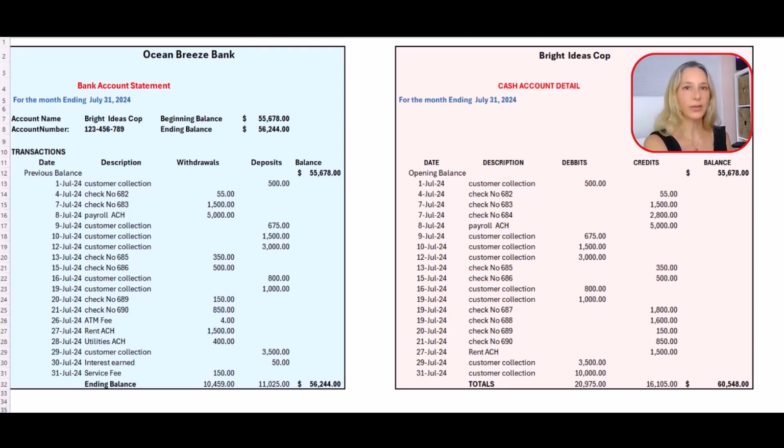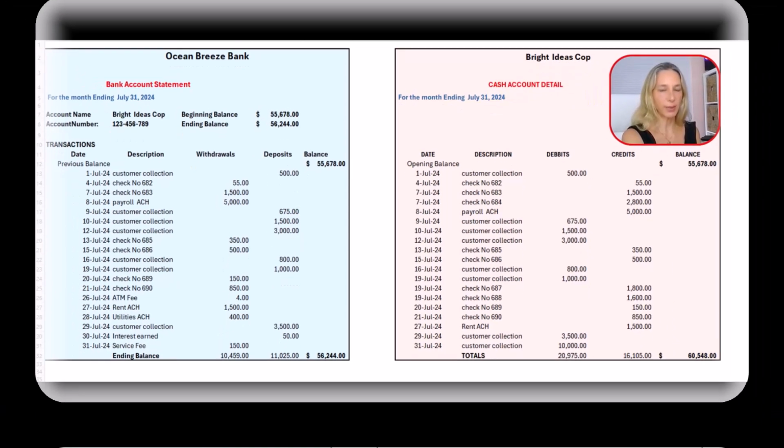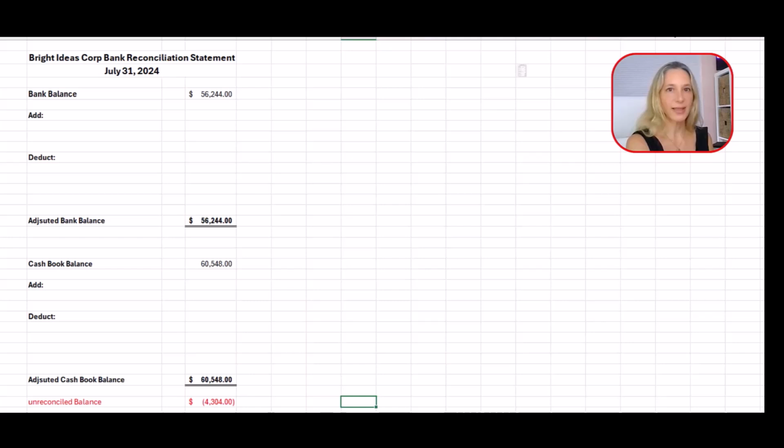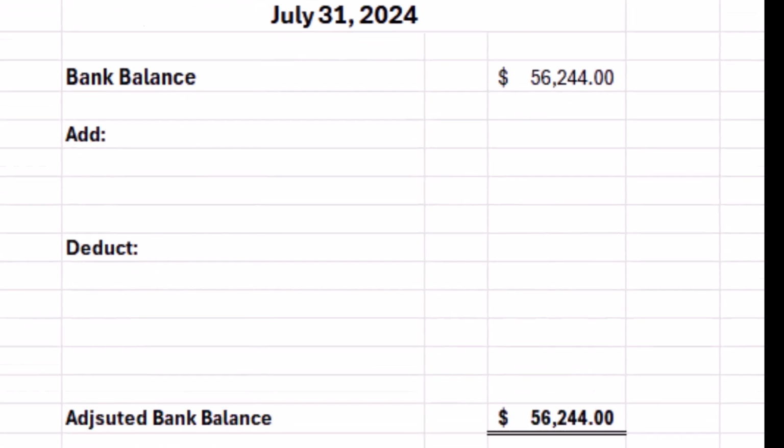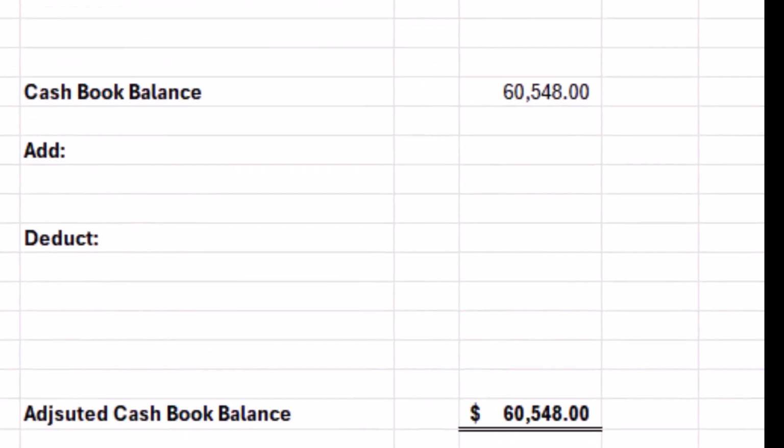We're going to enter both the bank and the cash book balances in our bank reconciliation statement template. This is a very standard and simple bank reconciliation template that I created in Excel. We start with the name of the business on the top and the date of the balances we are going to reconcile. In our case, it is July 31st. The top portion of the reconciliation is for the bank balance and transactions, and in the bottom, we're going to enter the information from the accounting records.